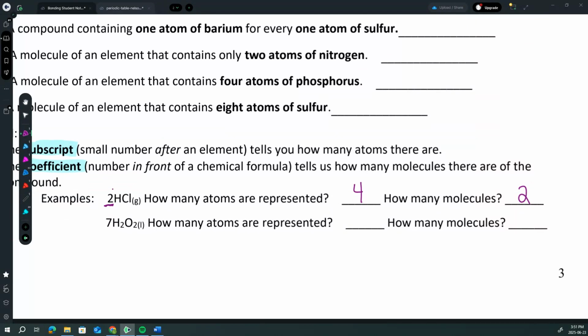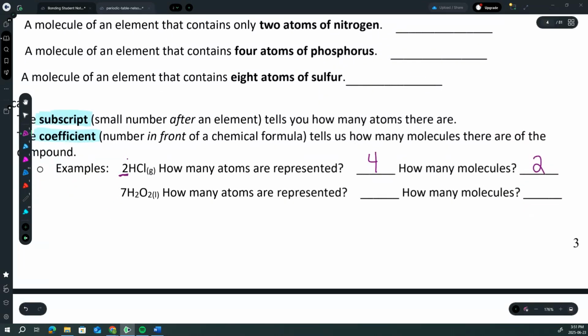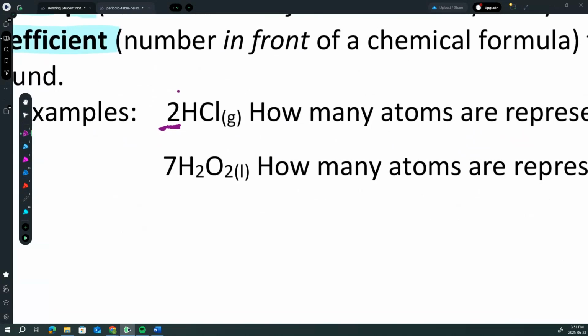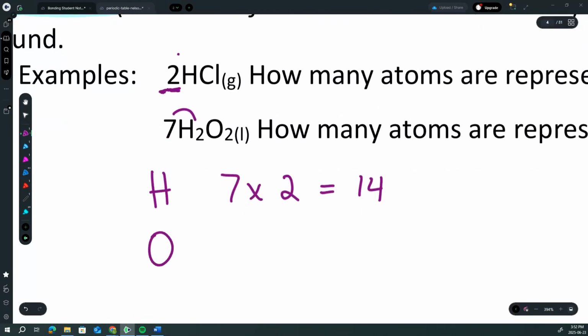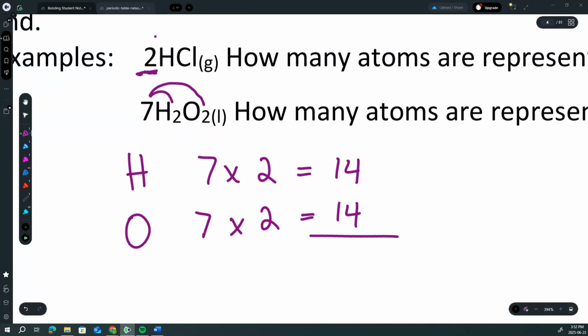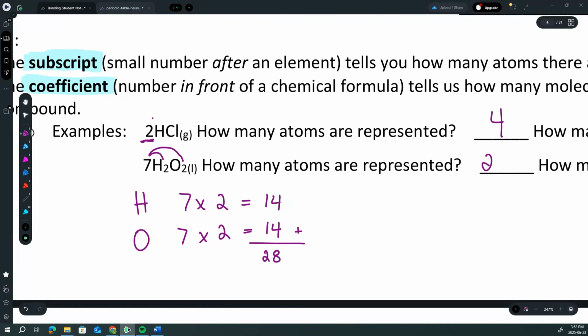Now with this next one, we have 7 H2O2, so that's 7 hydrogen peroxide. So how many atoms in total are represented? You can kind of think of this as 7 times 2 with the hydrogens. So 7 times 2, that's 14. And then with the oxygens, that's once again 7 times 2. So I'm taking the coefficient and multiplying it by the subscript number. Okay, so in total, we have 14 atoms of hydrogen plus 14 atoms of oxygen. That's going to give us 28 atoms in total.